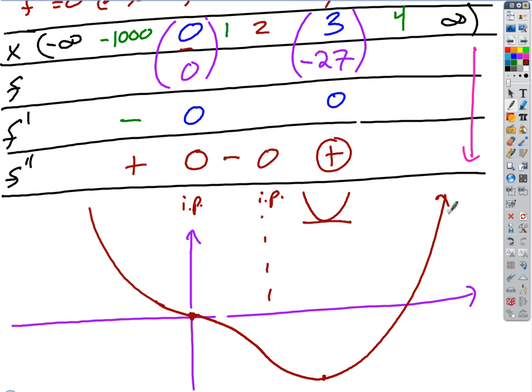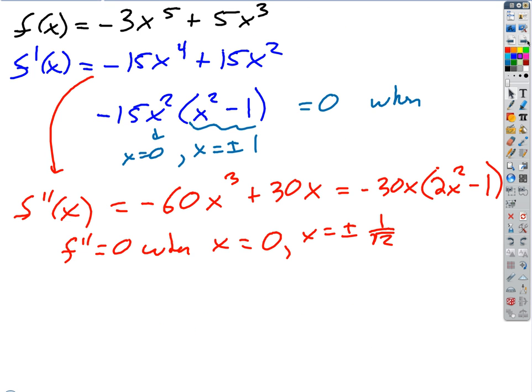Yes, sir. These inflection points are useful, aren't they? There's no way. I don't think so. Yeah, I was hoping, but I don't think so. This is more important, trust me. This will be more valuable.